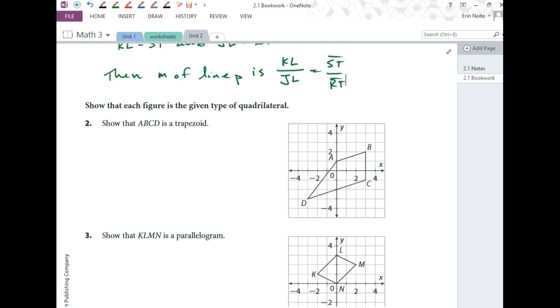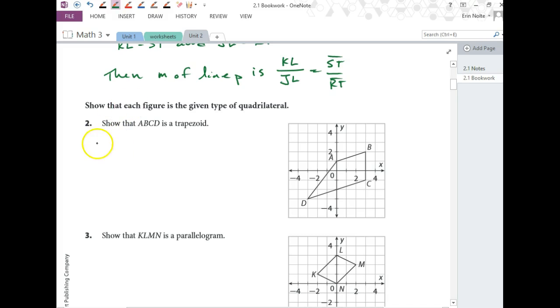Okay, so looking at the picture, instead of just randomly guessing and checking the slope of every single one, let's choose the ones that look like they're parallel. Okay, so which ones look parallel? AB and DC. So let's start there and find the slopes.